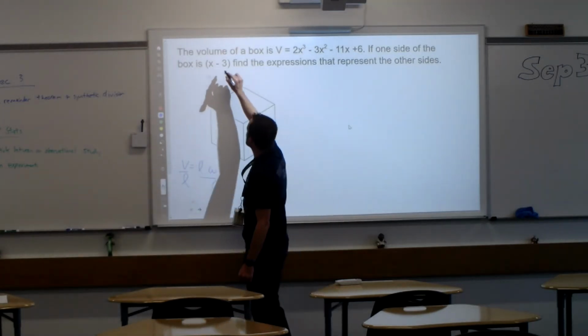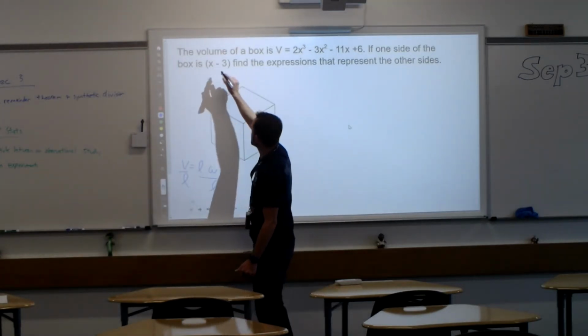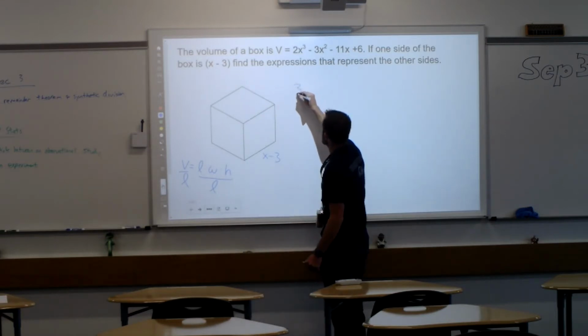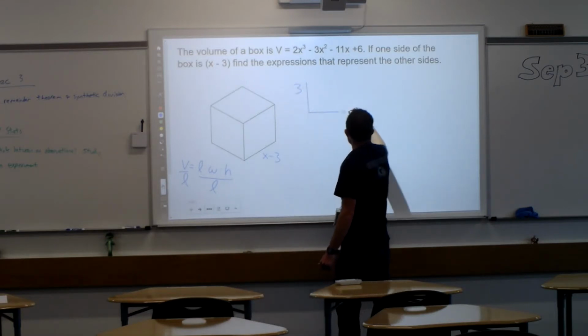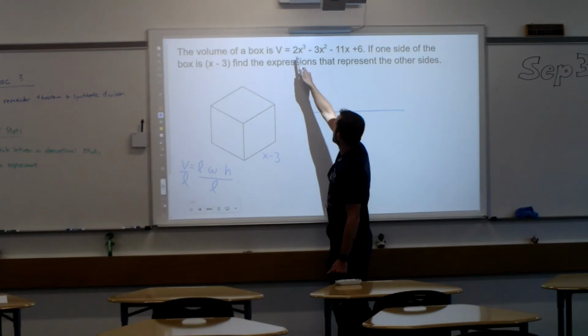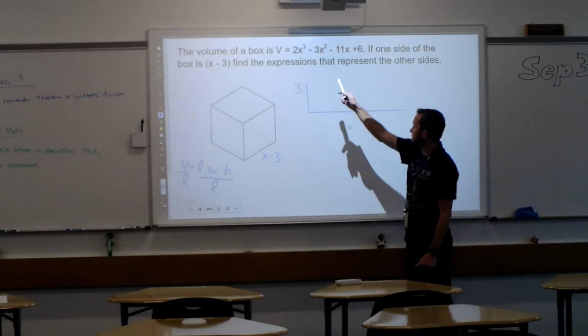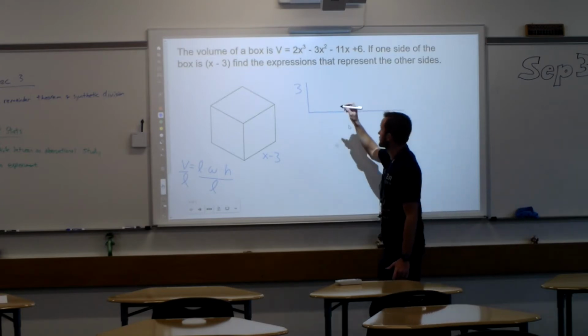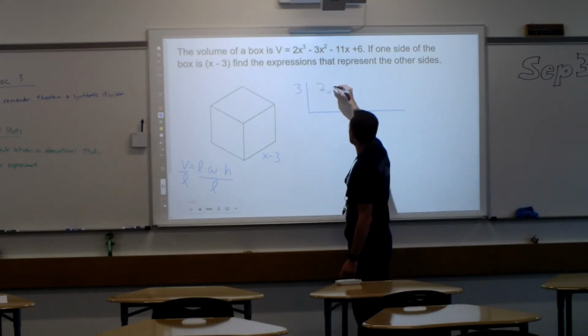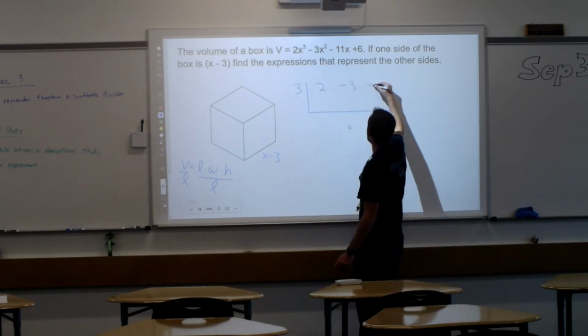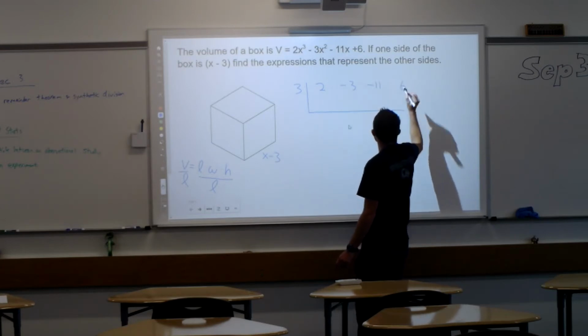Remember that I'm going to use whatever would make this become 0, which is 3. Then I'm going to list out my coefficients of the volume polynomial. Notice it is in standard form. I'm not missing any terms. So I'll just write out 2, -3, -11, and 6.